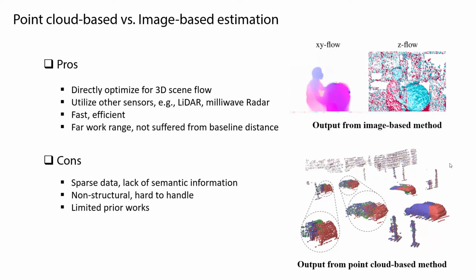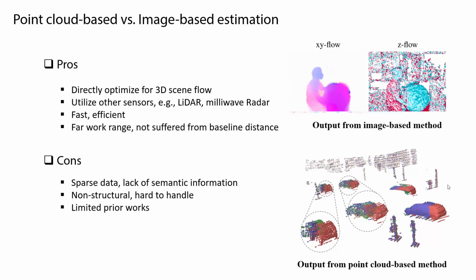Last but not least, with LiDAR and radar as the main sensor, the scene flow can be estimated at a far range, even 100 meters away, and will not suffer from limited baseline distance, unlike the stereo or the RGBD camera.